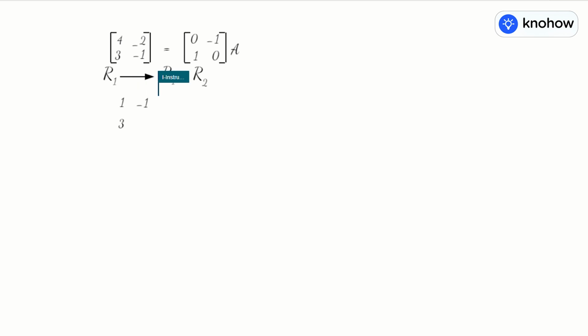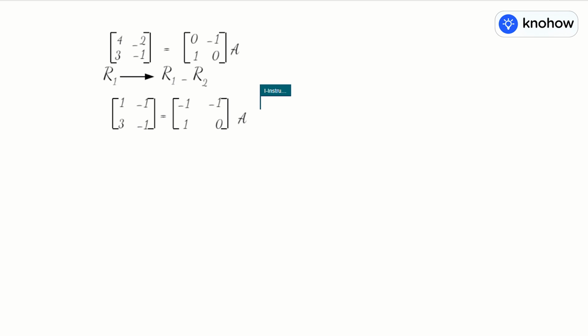Rewrite the second row as such. Similarly on the right side, 0 minus 1 will make it minus 1, and minus 1 minus 0 of course will remain minus 1, 1, 0. The second row as such, A, you continue to write.